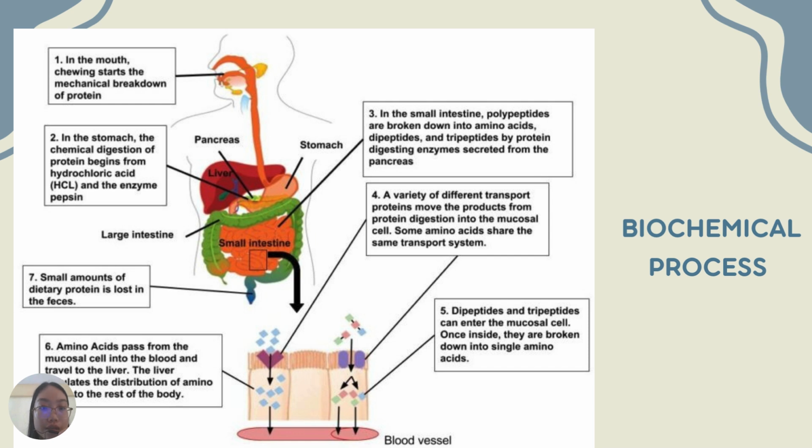Some amino acids share the same transport system. Dipeptides and tripeptides will enter the mucosal cell and be broken down into single amino acids, while amino acids pass from the mucosal cell into the blood and travel to the liver. The liver regulates the distribution of amino acids to the rest of the body. Lastly, a small amount of dietary protein is lost in the feces.